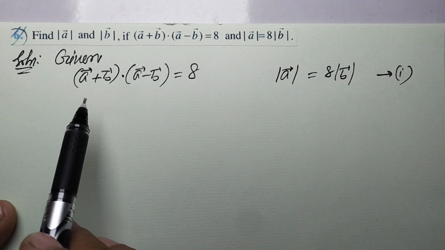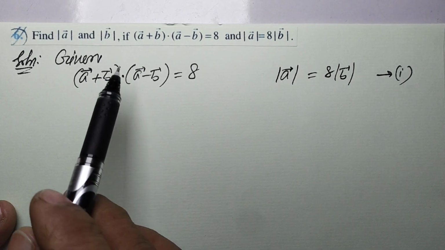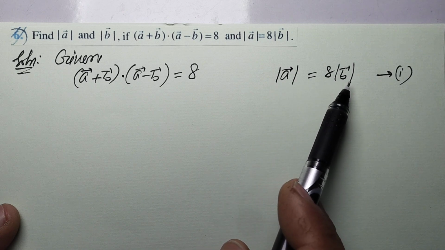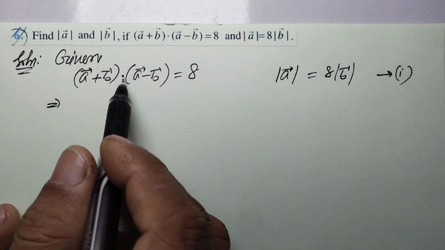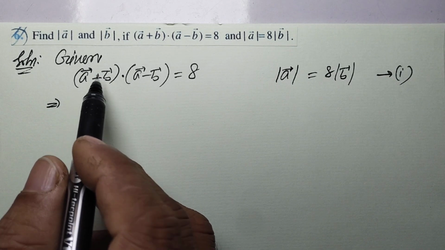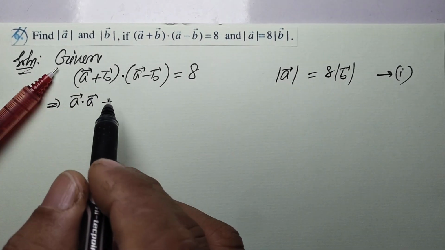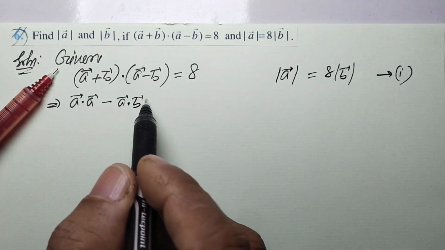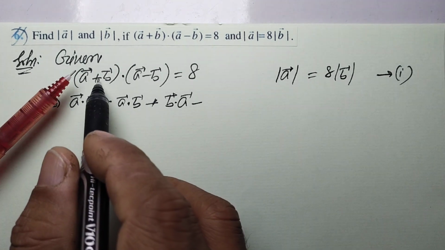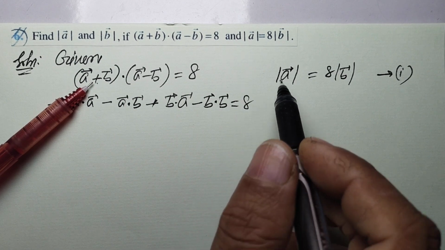Question number 6, it is given like this: a plus b dot with a minus b is 8, and we are asked to find the magnitude of a and magnitude of b, and one condition is given: a magnitude is 8 times b magnitude. So at first I'll apply the dot product. It is just like ordinary multiplication, but in between there is a dot. So it will be a dot a, then a dot b minus a dot b plus b dot a, plus into minus is minus b dot b. Right hand side is 8.